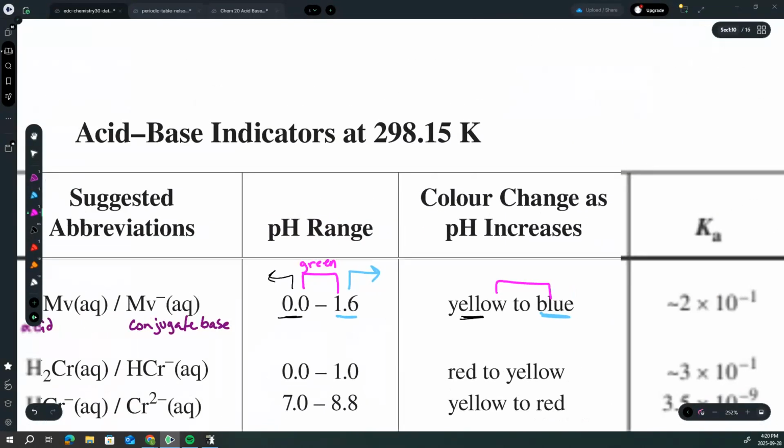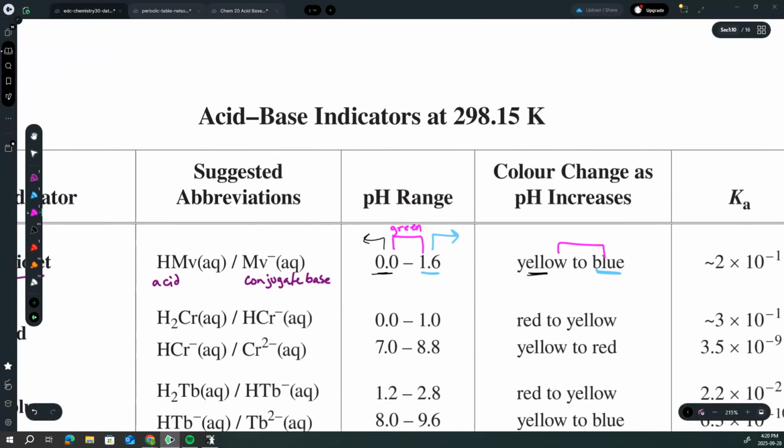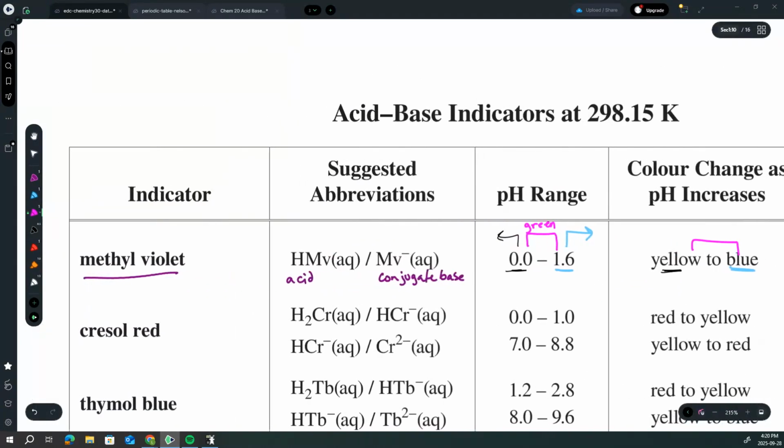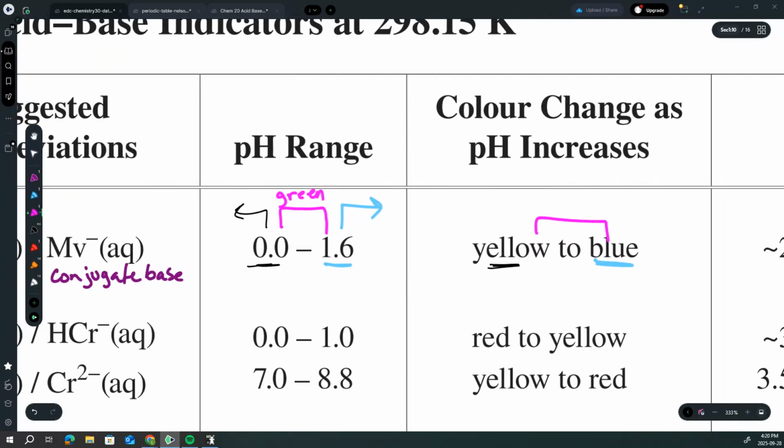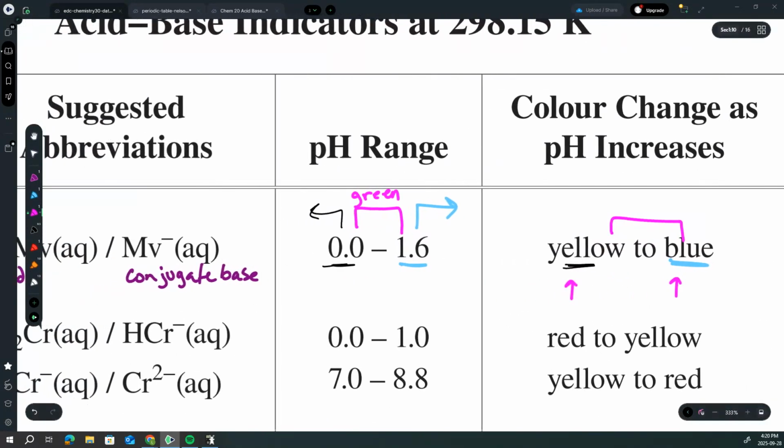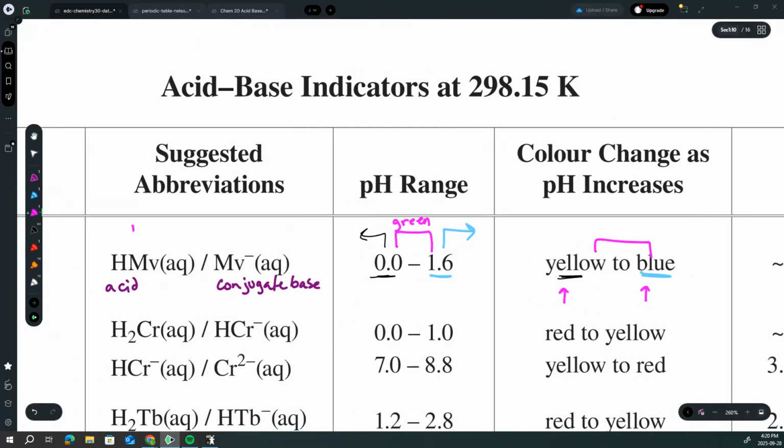So that's why we needed to go over our color wheel just quickly here, because you do need to know your primaries as well as your secondary colors just to figure out what color your indicator is going to be. Now, again, the reason why there's two different colors is because the acid form of this indicator is going to be one color, whereas the conjugate base of that same indicator is going to be a different color.